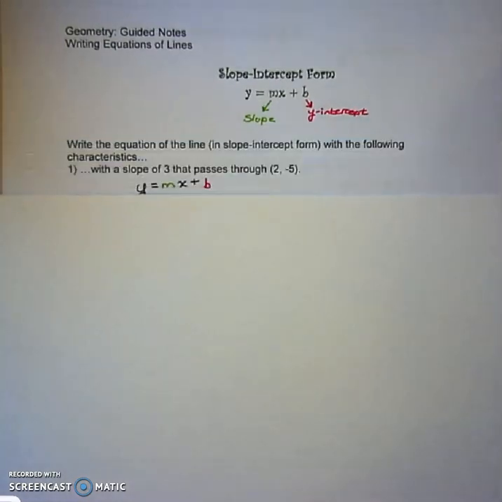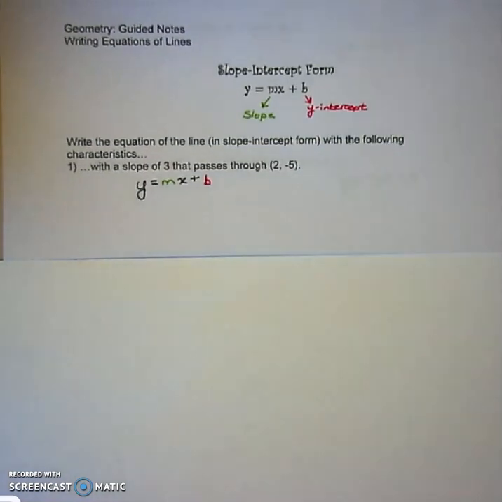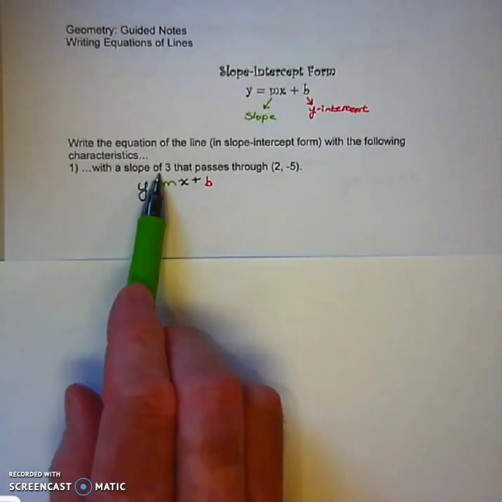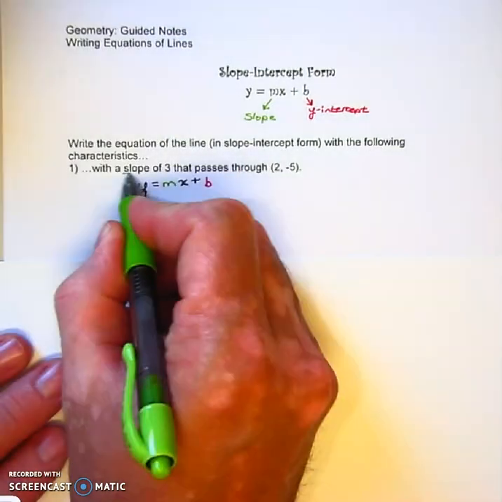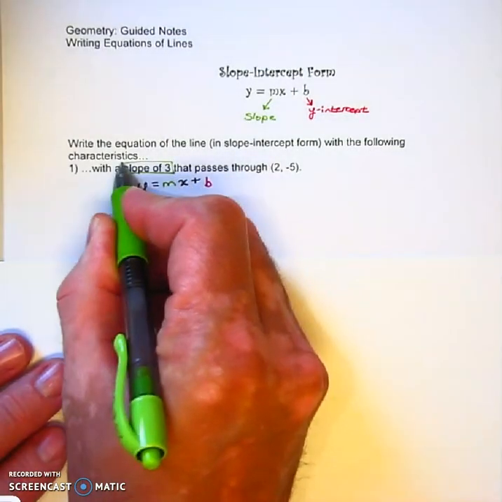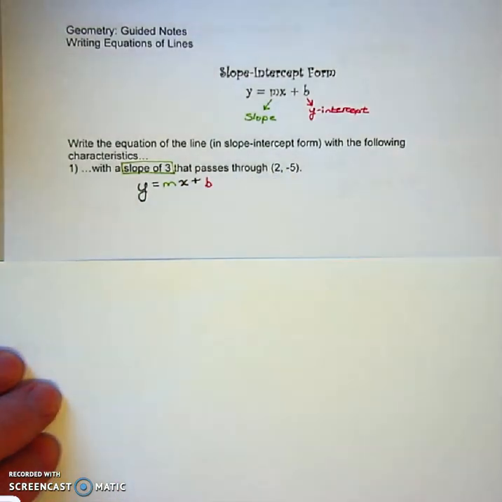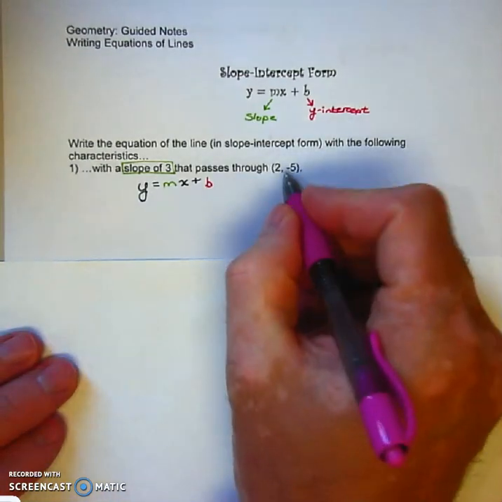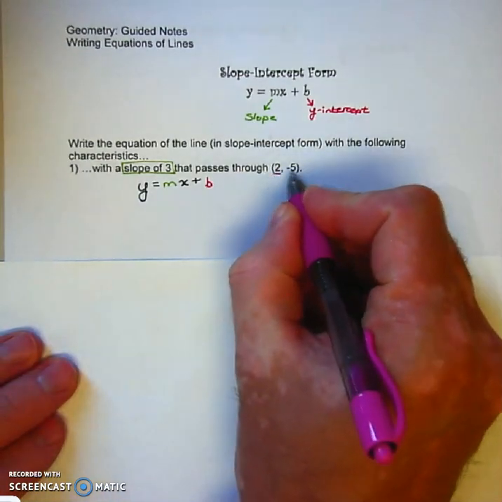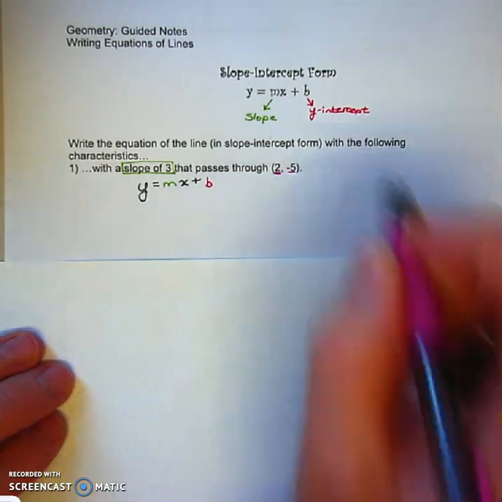Let's say in our very first scenario we need to write the equation of a line that has a slope of 3. So we know the slope, and it passes through the point (2, -5). Now (2, -5) is not the y-intercept. This is just a point that the graph passes through.